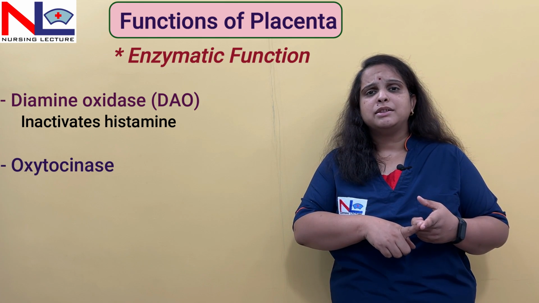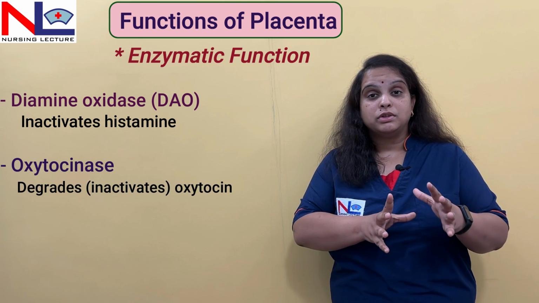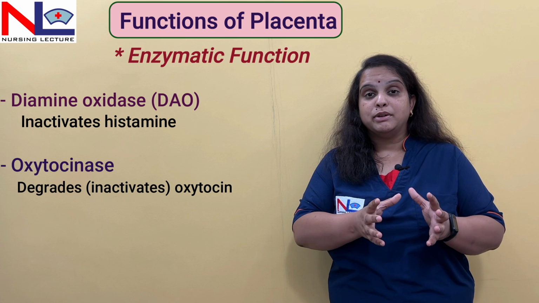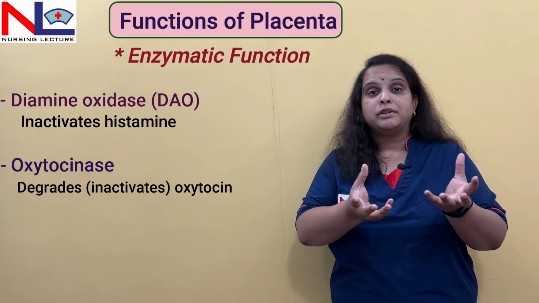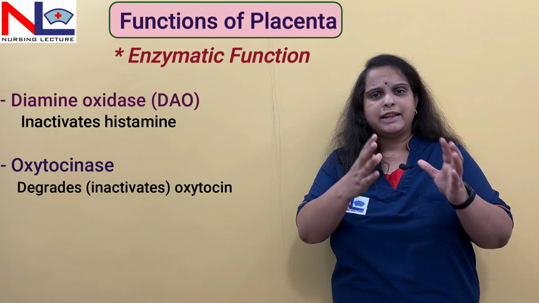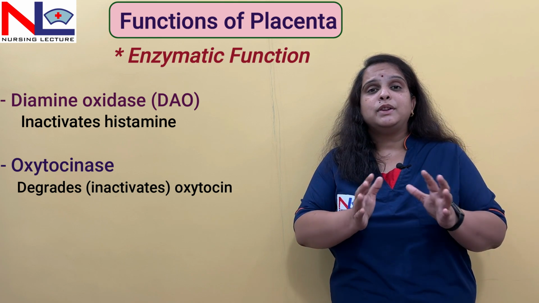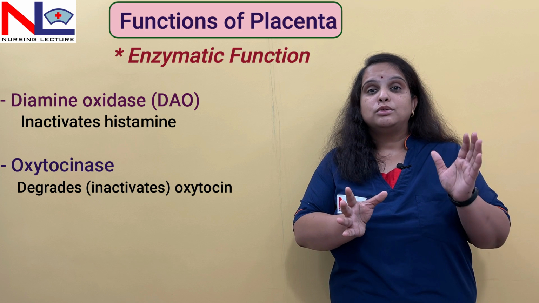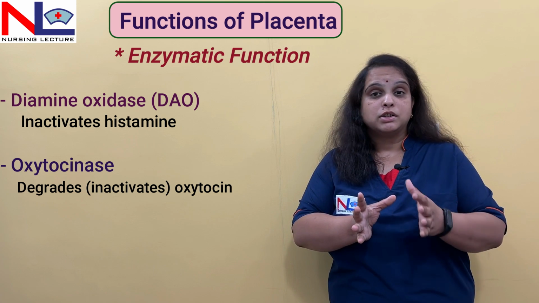And the other enzyme is oxytocinase. This inactivates oxytocin, and we know that oxytocin is very important during labor because the receptors which are present on the myometrium receive oxytocin and start contracting the muscles, and thereby labor progresses. So during pregnancy we don't want any oxytocin because no contraction is required. Thereby this enzyme inhibits the activity of oxytocin.